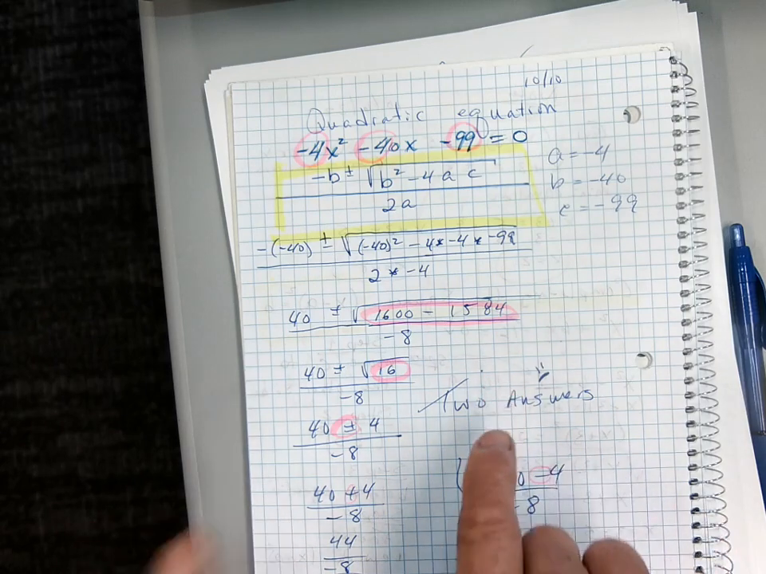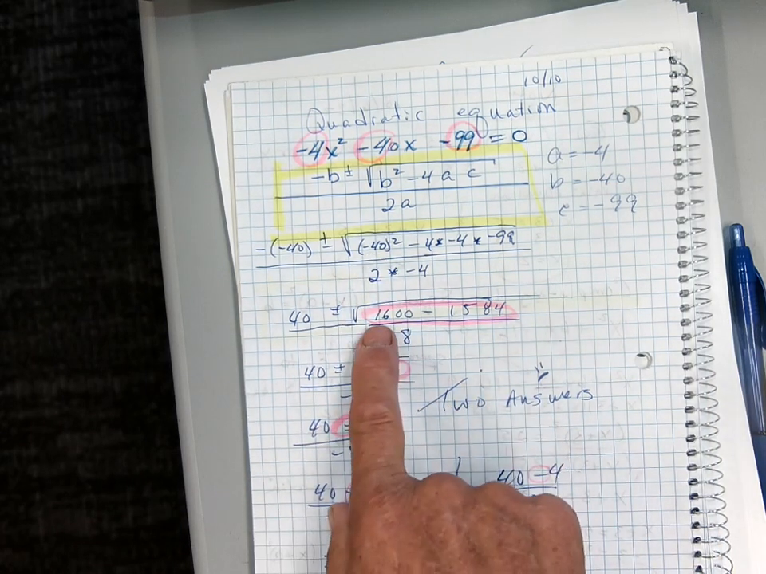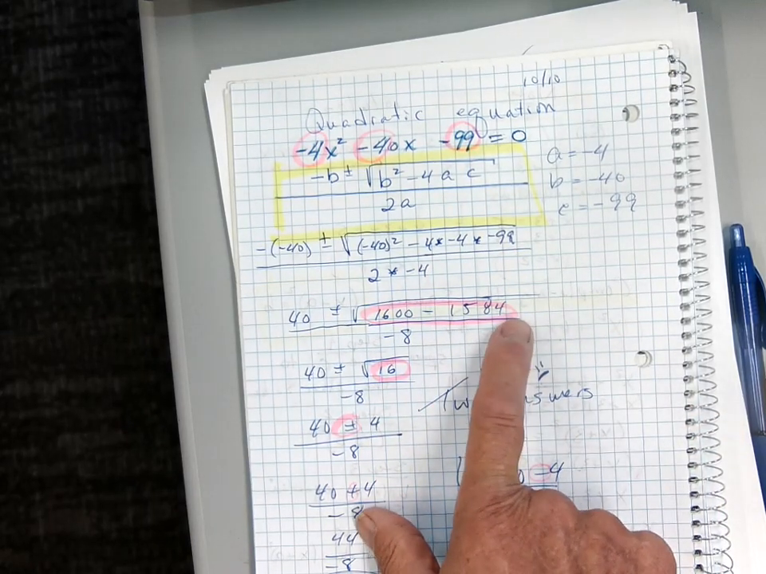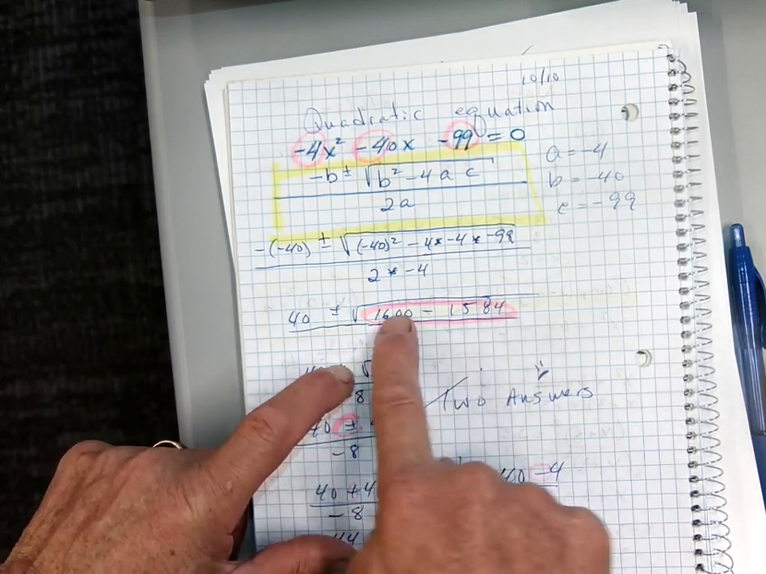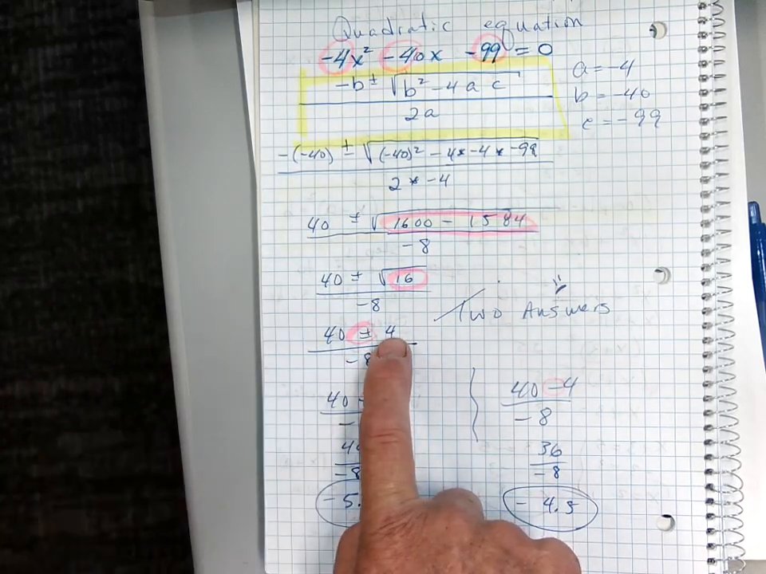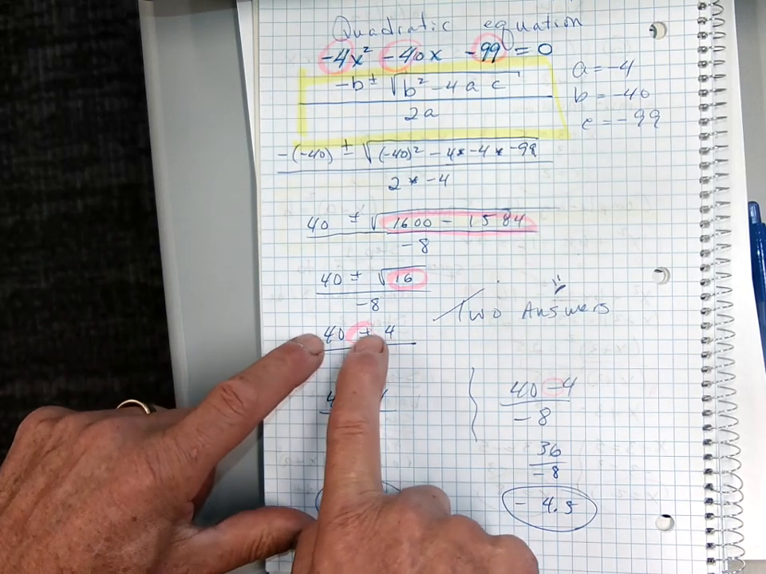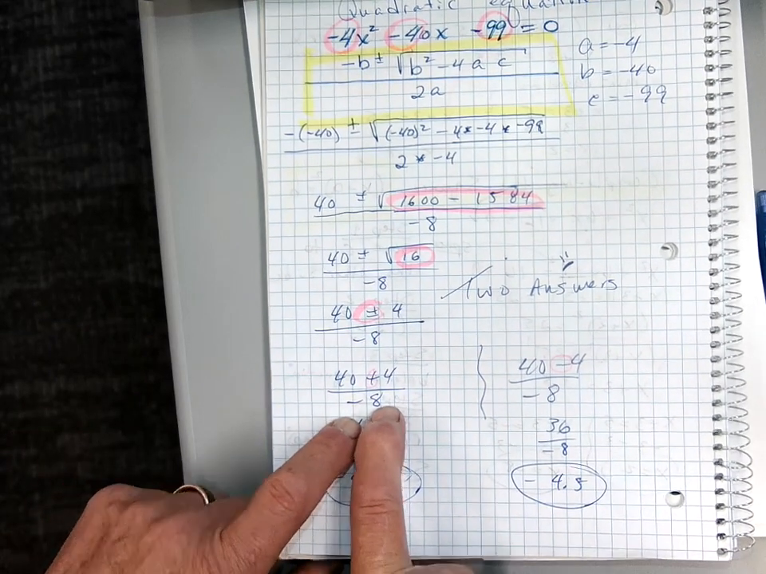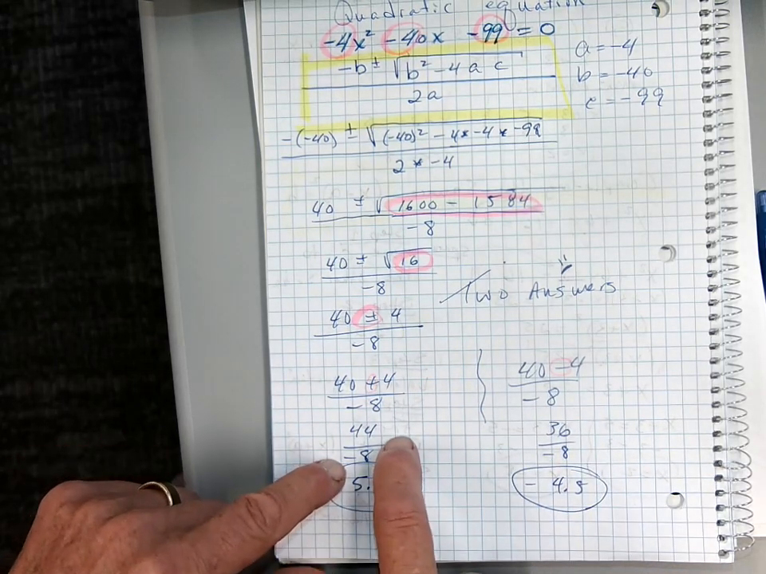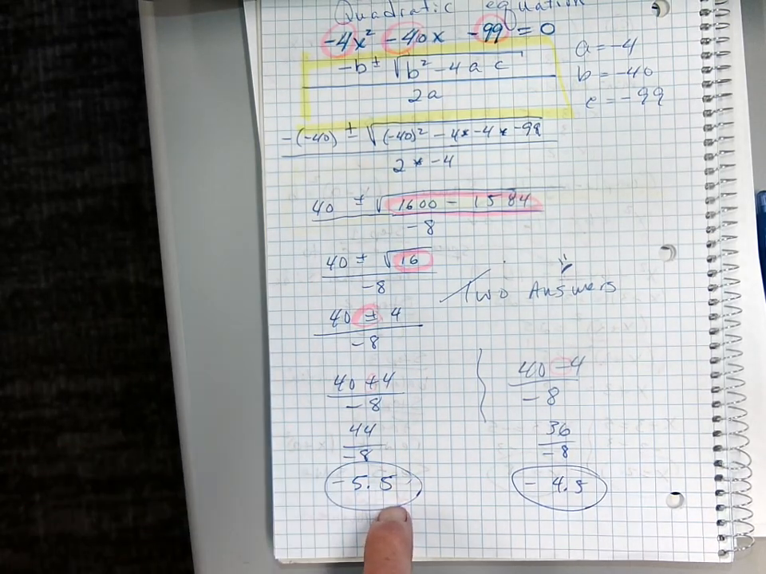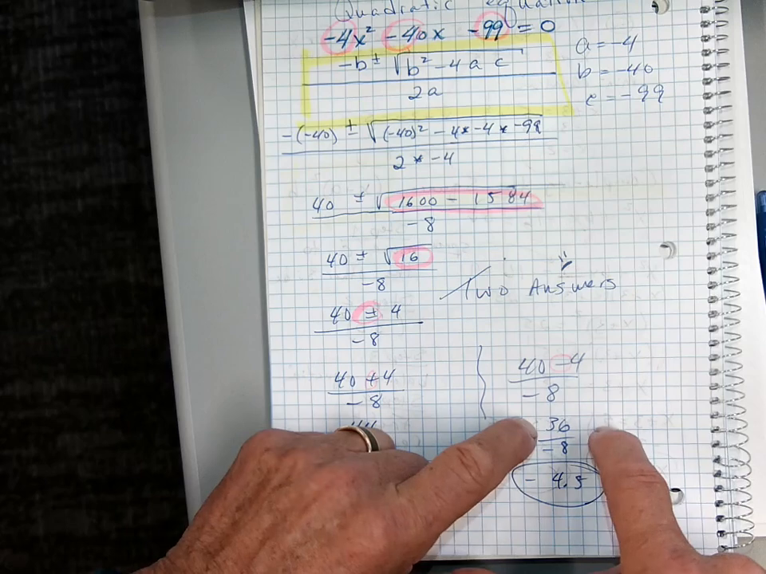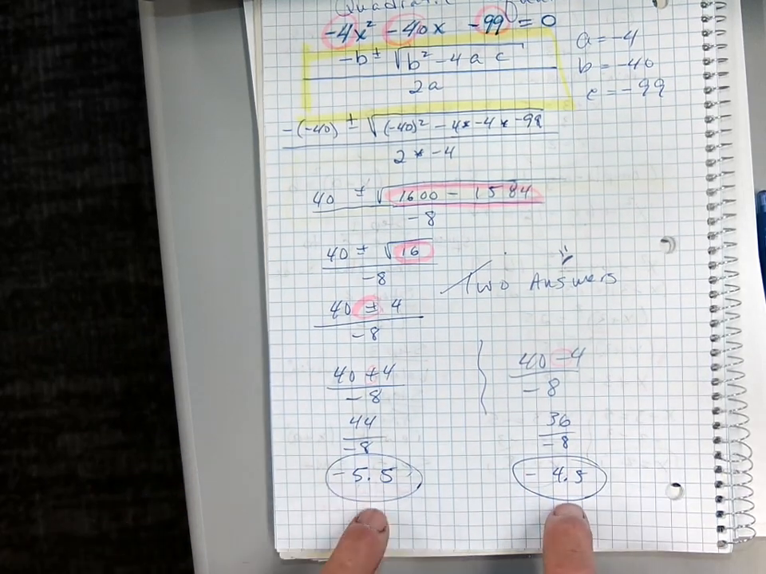Then I just use my calculator. Negative 40 squared is 1600. 4 times 4 times 99 is 1584. Subtracting those two, I got 16. The square root of 16 is 4, but I need two answers, so I've got 40 plus 4 divided by negative 8, and 40 minus 4 divided by negative 8. Simplifying, 44 divided by negative 8 is negative 5.5 and 36 divided by negative 8 is negative 4.5. So I do get two answers.